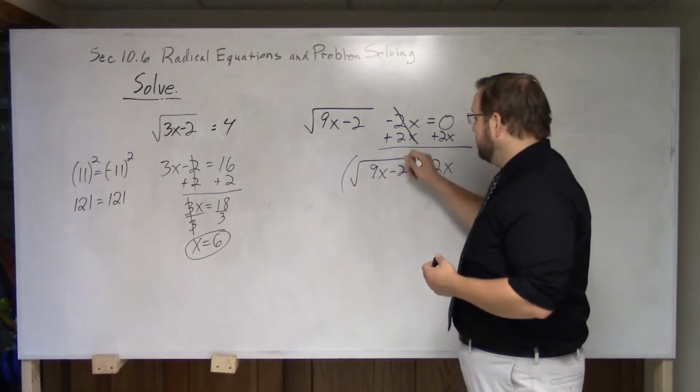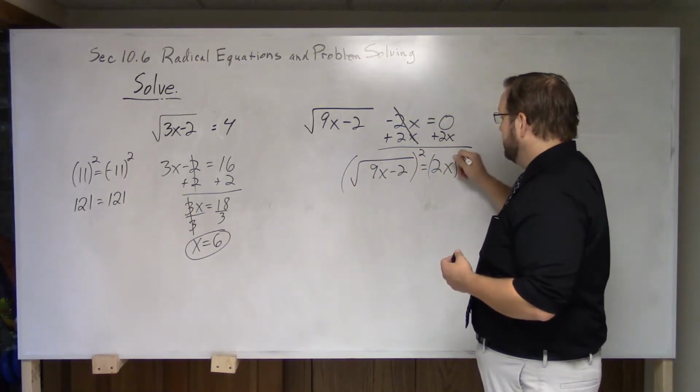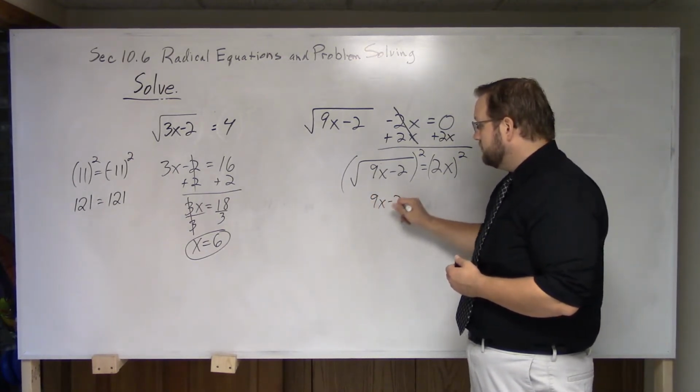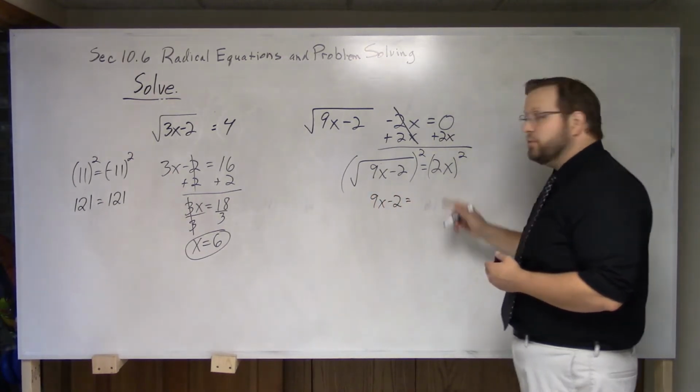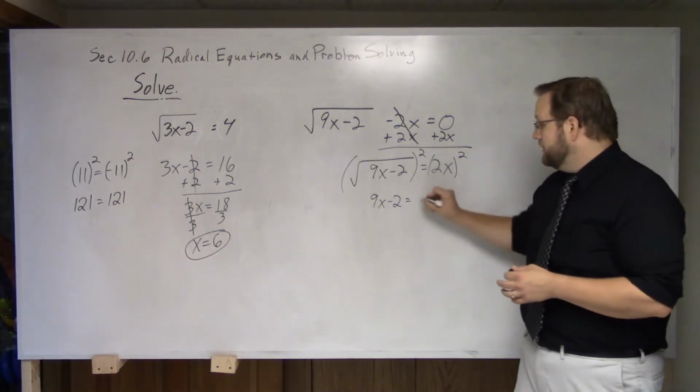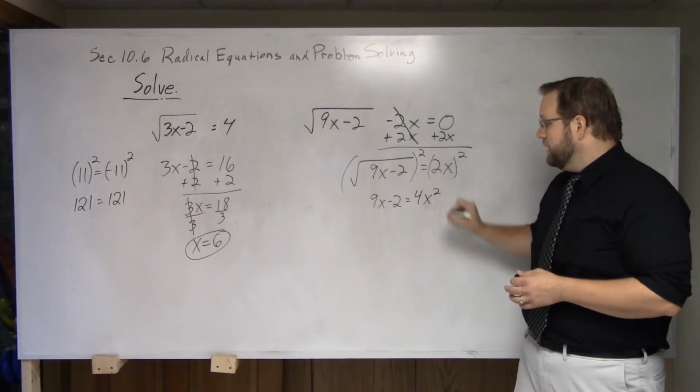So I'm going to square and square. This simply drops out. Nothing much to do there. And here be careful because we're squaring the 2x. So 2x times 2x is 4x squared.